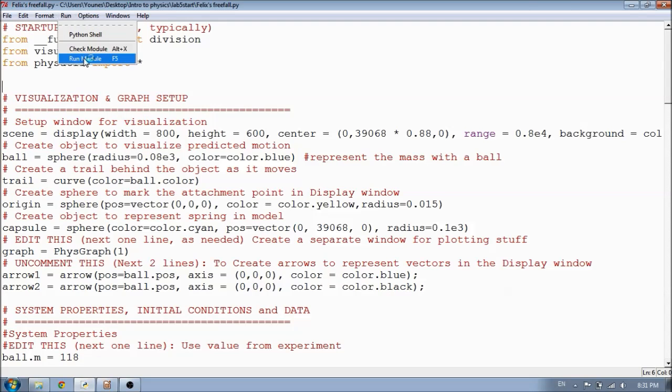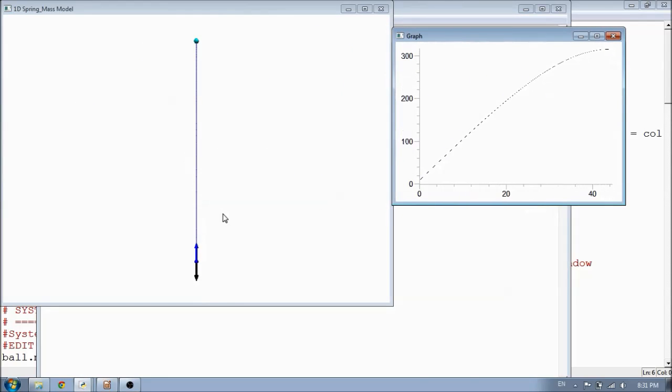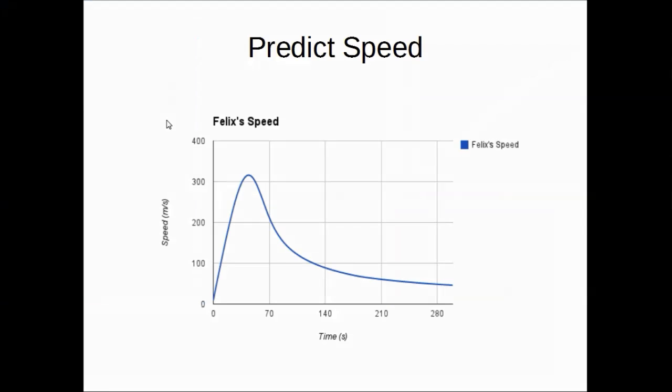So let's run it. As you can see here, the drag force increases as his speed increases, and it almost approaches terminal speed over here because the drag force and the gravitational force have the same magnitude but opposite direction. And here's the predicted speed graph that I made. You can see that he first speeds up, but when the drag force becomes greater than the gravitational force, he accelerates upward, decreasing the speed.